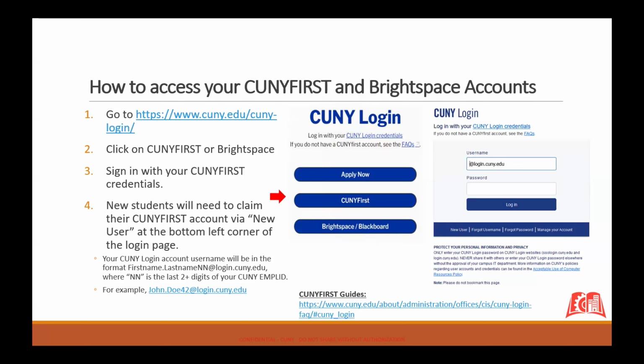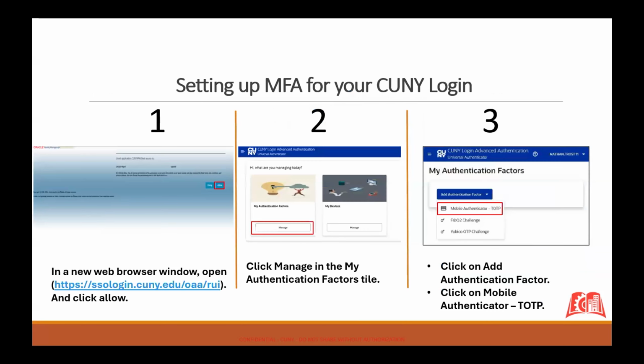Once you sign in, I encourage you to explore your CUNY First account to see what options are available to you so that you know where to go if you need to find additional information or need to submit a document. To access your CUNY First or Brightspace accounts, you go to that URL or just type in cuny.edu. Click login. You sign in with your CUNY First credentials. If you're a new student and you haven't claimed your CUNY First account yet, you will have to click on New User at the login page at the bottom left corner of the page. And you will be seeing this login page very often.